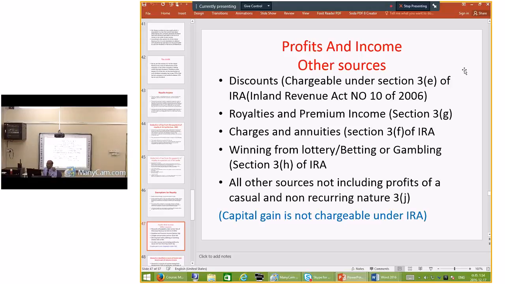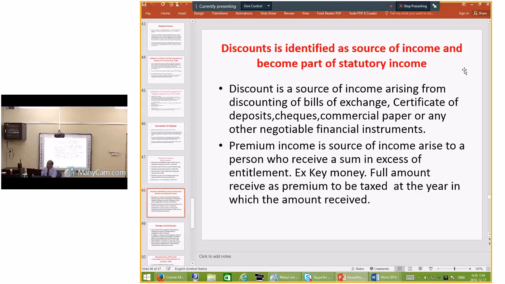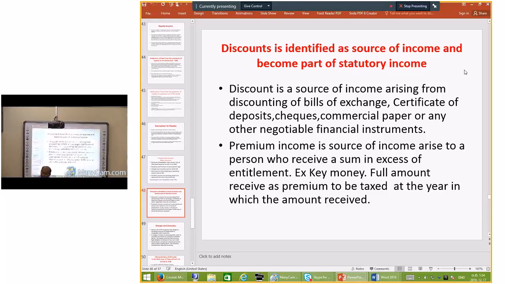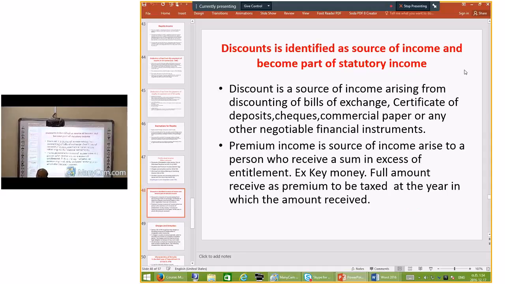The other one is charges and annuities. Section 3, these are the sources; then we try to learn what the charges and annuities are. Discount also is a source of income arising from discounting of bills of exchange, certificates or deposits. Only for premium income, the source of income arises to a person who receives something in excess of his entitlement. Say, in the case of rented premises, he is entitled to get the rent income. He can get the rent in advance. That is the end. But if he receives more than that, the receipt is what we call a premium.